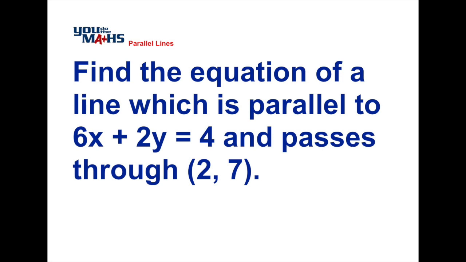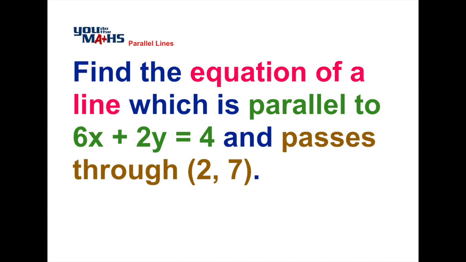Our aim here is to find the equation of a line, and there's quite a few things to consider in doing this process. Our endpoint is clearly to find the equation of the line. We know it's parallel to another line which is given to us as 6x plus 2y equals 4, and we also know it passes through the point (2, 7). So we need to break up those facts.